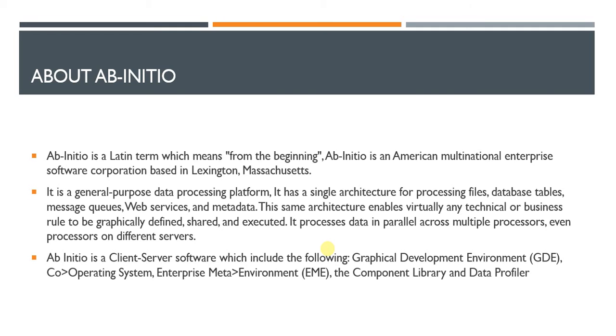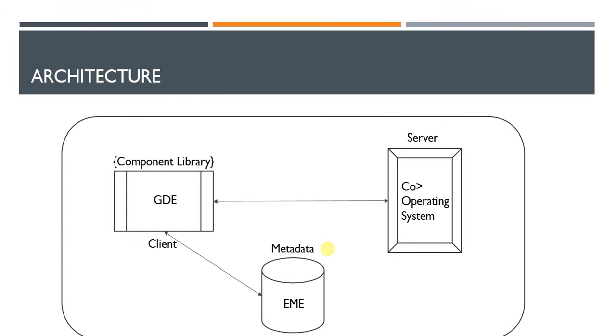Before learning about Ab Initio, the main things that we need to know are graphical development environment, cooperating system, enterprise metadata environment, component library, and data profiler. So let's look into the architecture of Ab Initio.